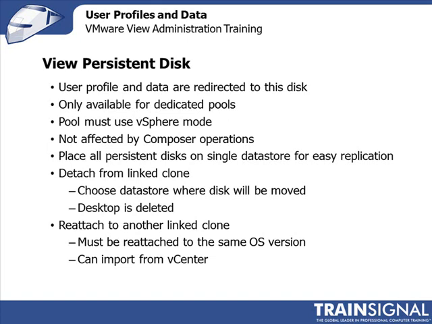In other words, you can't detach a persistent disk from a Windows XP machine and reattach it to a Windows 7 machine. You can import a persistent disk from vCenter and then attach it to a virtual machine. This is the operation that you would need to use in the DR scenario we talked about a little bit ago.